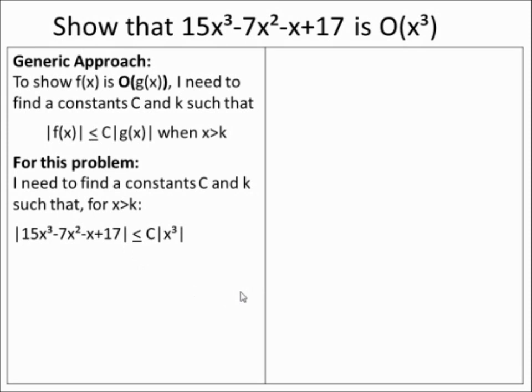What I'm going to do, and what you do in general, is use the triangle inequality. Remember in part 2 of the video series I made a big stink about the triangle inequality? Just a reminder, this is what the triangle inequality says. And this is just a mathematical truth.